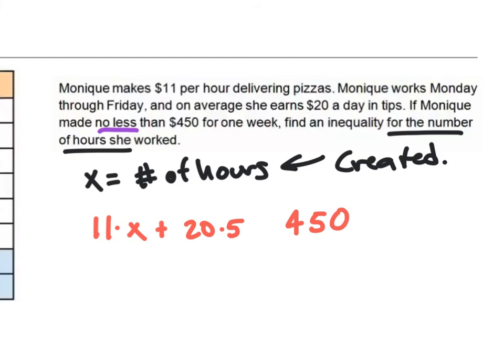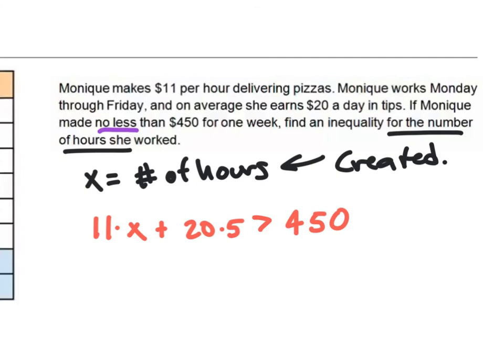So is 450 larger? Which one's larger? It's going to be 450 because it's no less than. So 450 is greater than or equal to. She said no less. No less means that the other one would be bigger. Yeah, no less means more. She made no less, so it's going to be greater than or equal to. Right? Or no, just greater than.